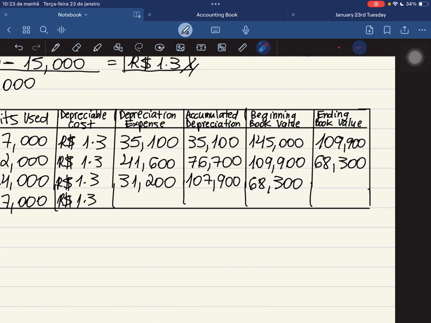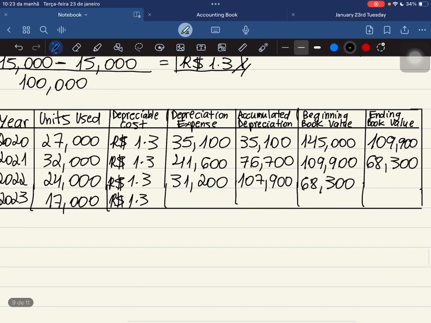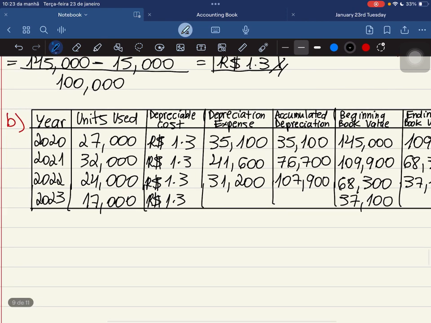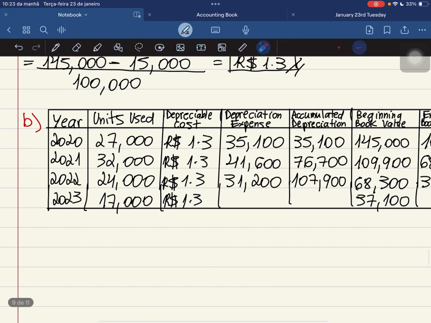Okay, and the ending book value, right? So you would have the beginning book value minus the depreciation of that year. In this case, it is year 2022. That is 37,100. Same thing, right? Equals the beginning book value of the next year. Okay, and then figuring out the expense of the year 2023. How much is that? That is 22,100.